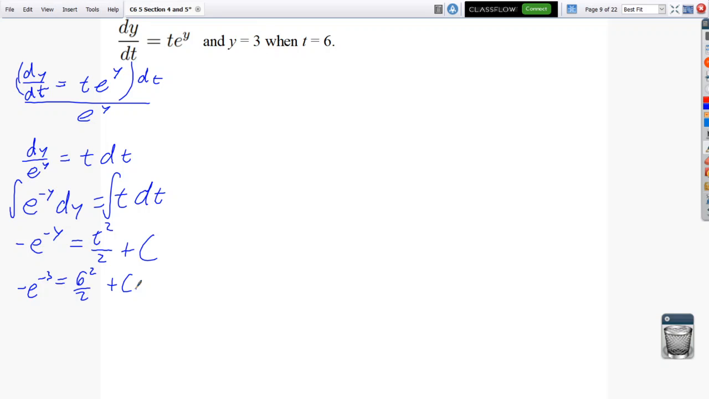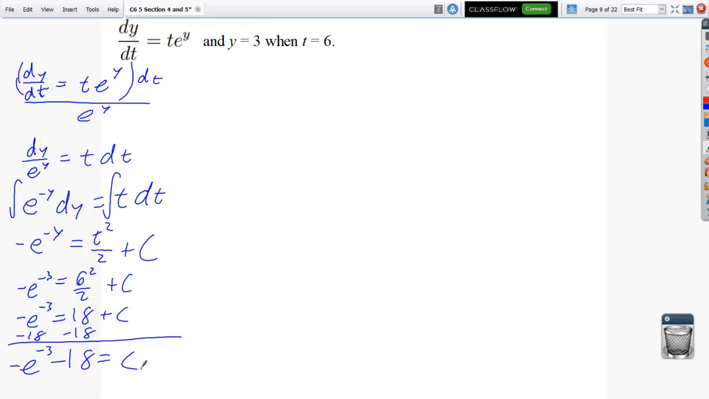So I'm in the step where I'm solving for c. Now let's just make this a little bit easier to deal with. Negative e to the negative third equals 36 divided by 2. I believe that's 18 plus c. Subtract 18. Now we've got negative e to the negative 3 minus 18 is equal to c. I now have my c.